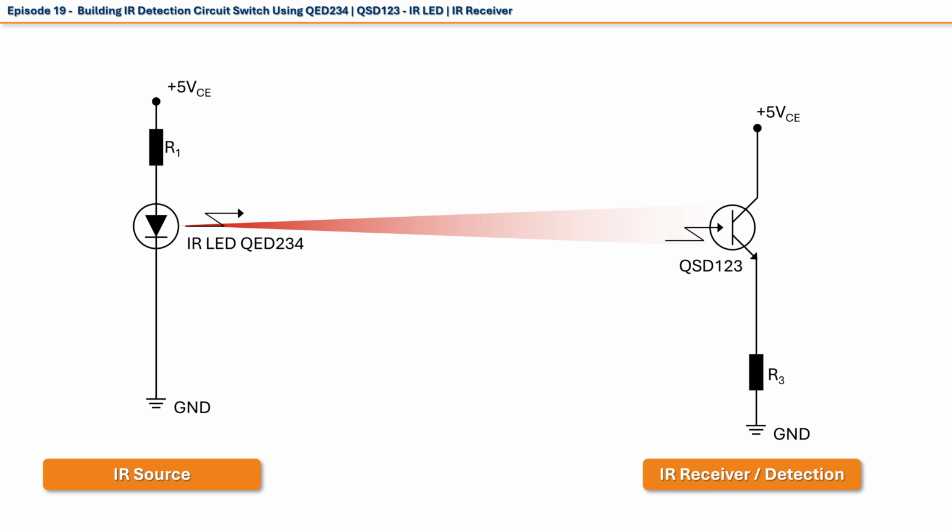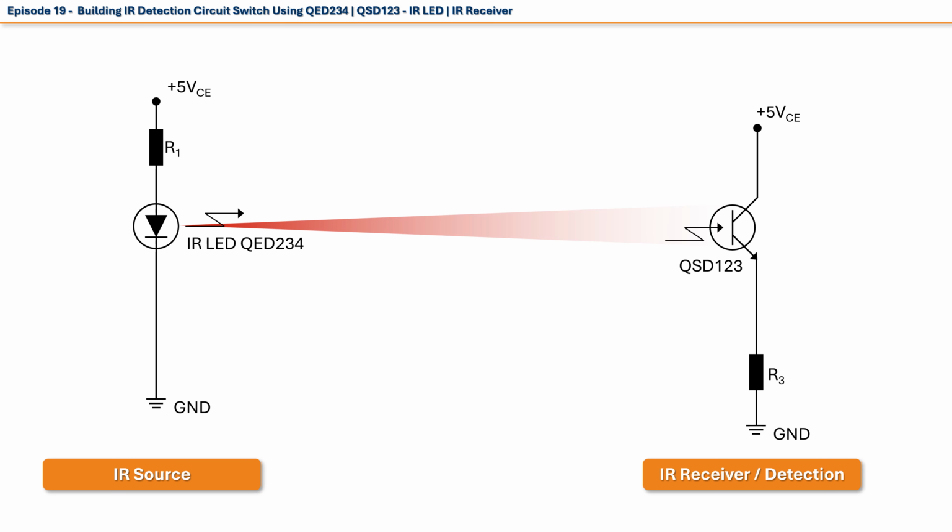Our goal is simple. We need to choose components to design and implement an electrical circuit that is based on IR detection. This is the idea. We have an infrared source, the infrared light emitting diode QED234, and we have an infrared receiver, QSD123. Together they form a detection circuit.